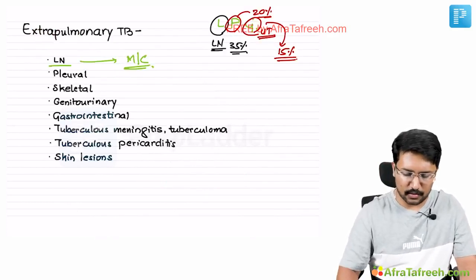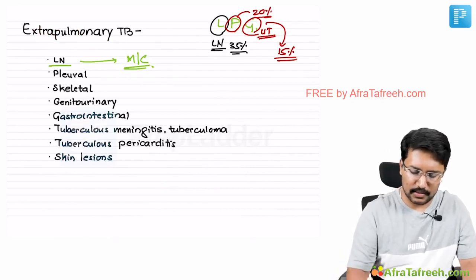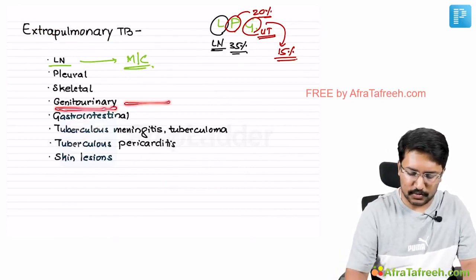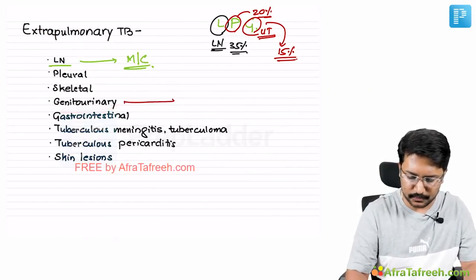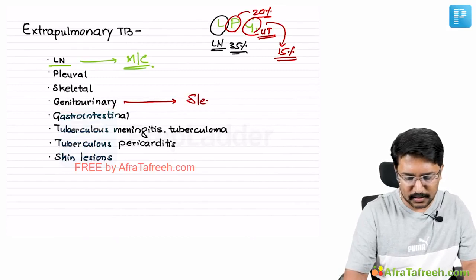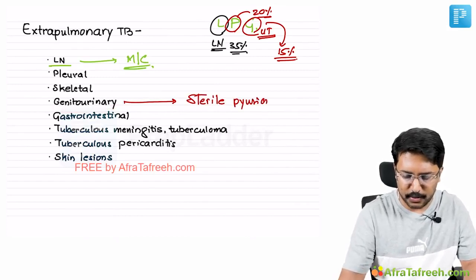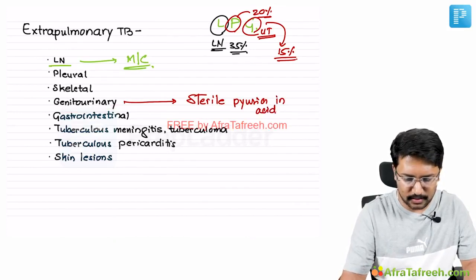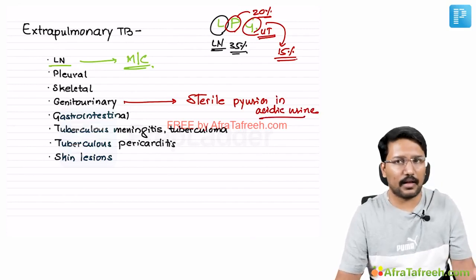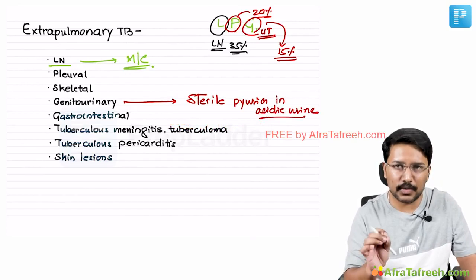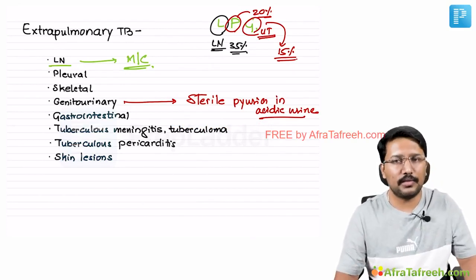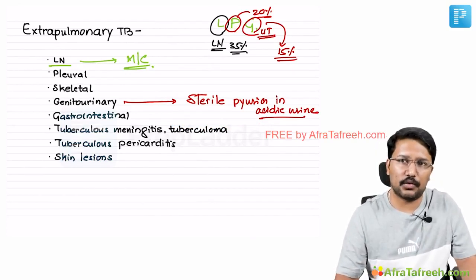Now the next organ we are talking about is genitourinary tuberculosis. We typically suspect genitourinary tuberculosis when a patient presents with sterile pyuria in acidic urine. So the patient is having pyuria, multiple cultures are not growing anything, and the pH of the urine is on the acidotic side. You start suspecting the possibility of genitourinary tuberculosis.